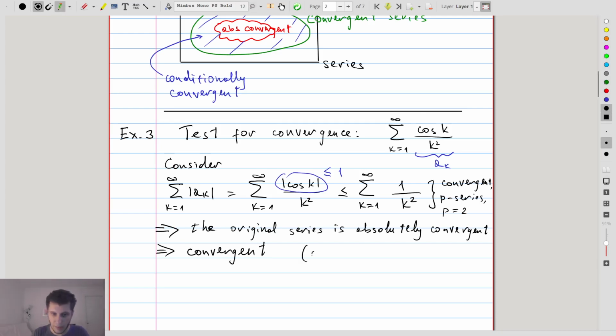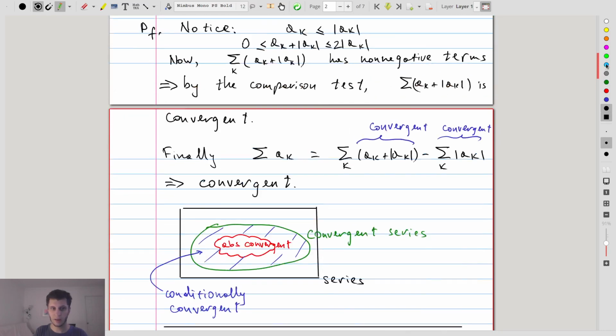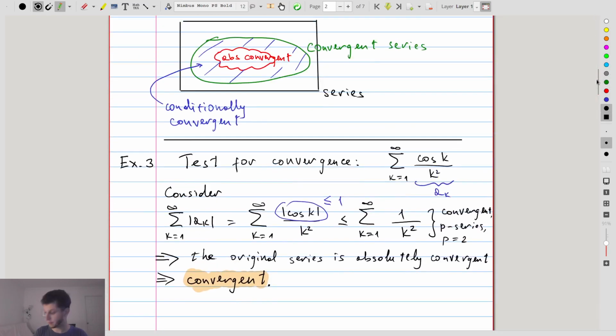And so we can note that this completes the problem. We have tested the series for convergence by passing to the series of absolute values of its terms. We have shown that that series is convergent, which implies convergence of the original series by this theorem here. So that is a typical example of when absolute convergence needs to be applied.